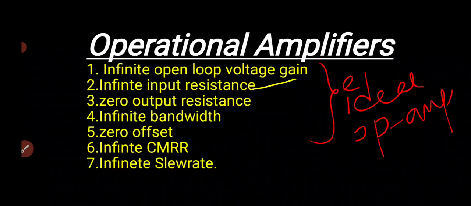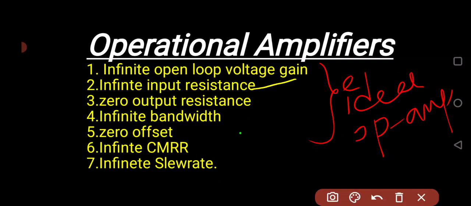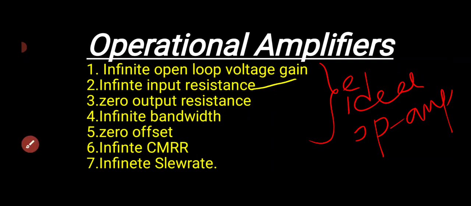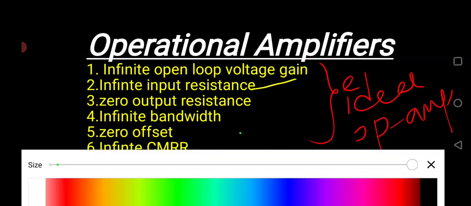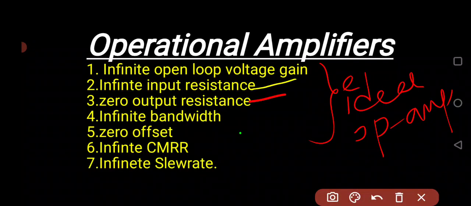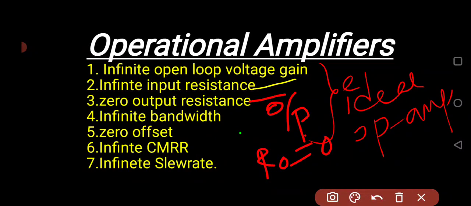Zero output resistance means that the output resistance of the operational amplifier is 0. That is nothing but R naught is equal to 0. That is one more characteristic.